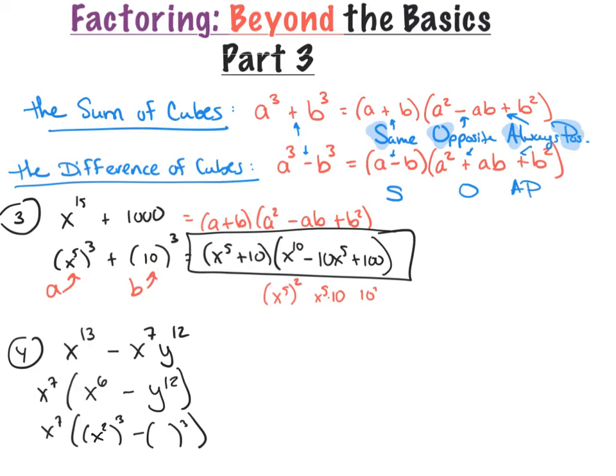And same with the y's. 12 divided by 3 is 4. 4 times 3 is 12. So I actually have x squared being cubed. That's our a. And y to the 4th being cubed. That's our b. And the formula we're using is the difference of cubes. So that is a minus b times a squared plus ab plus b squared. So for this a and b, don't forget the x to the 7th out front. A is x squared minus b is y to the 4.